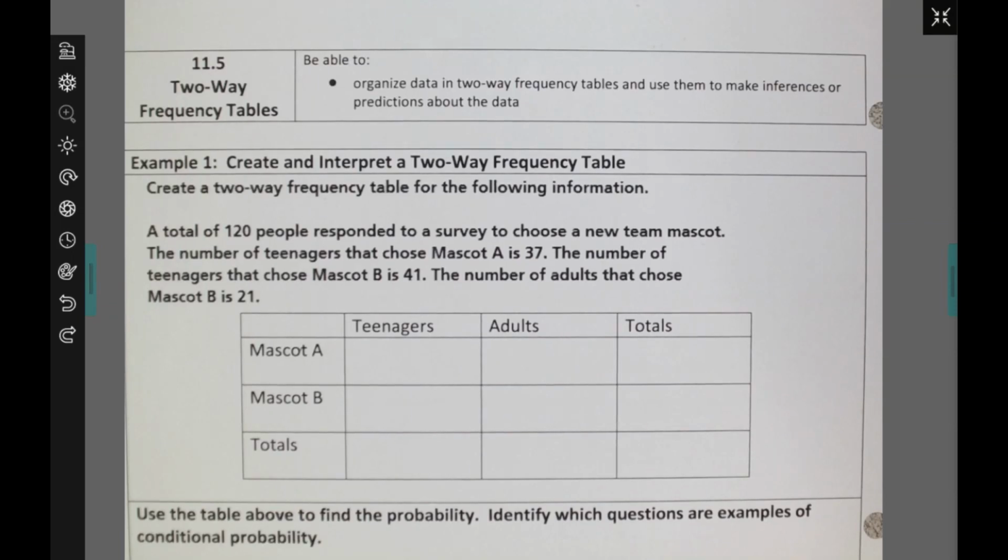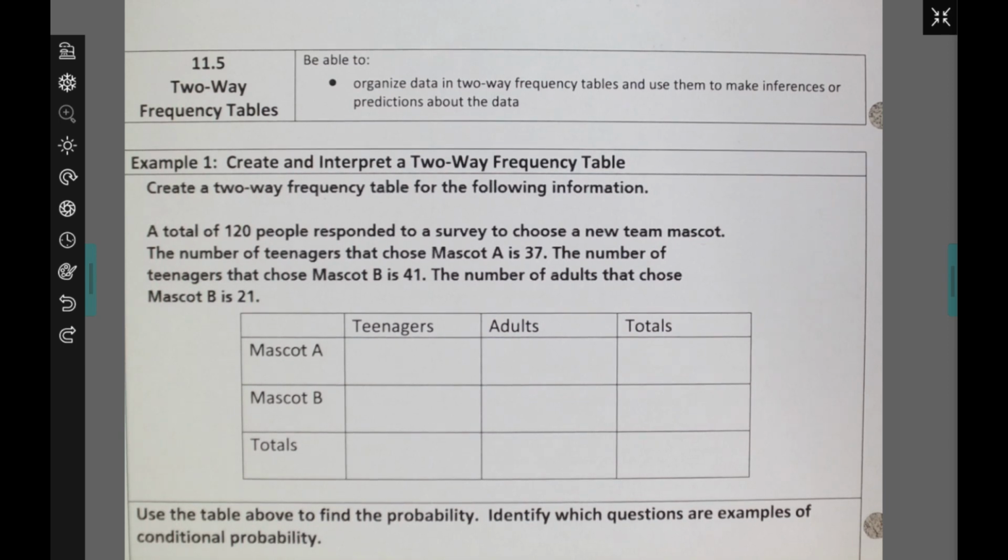Okay, 11.5 for topic 11 part 1 deals with just two-way frequency tables. And this is just a method or a way to organize data and use it to make inferences or predictions about a group. So the only example we're going to have today is creating and then using a two-way table to determine probabilities of events occurring.